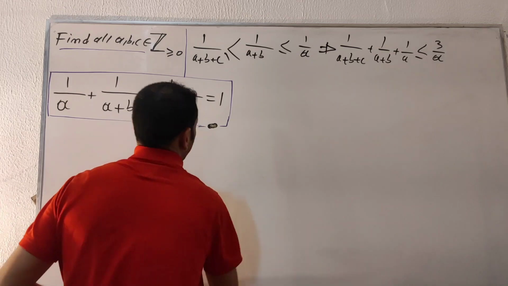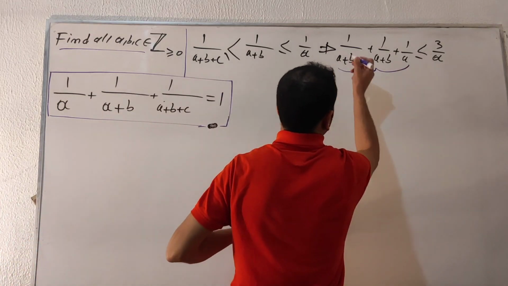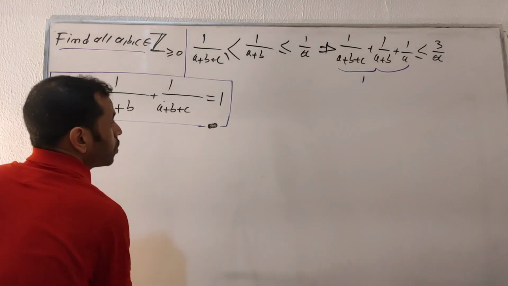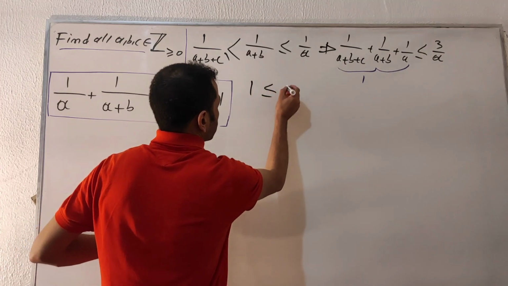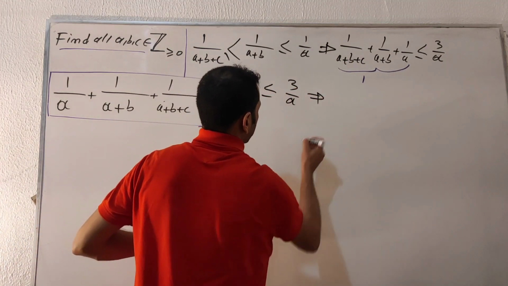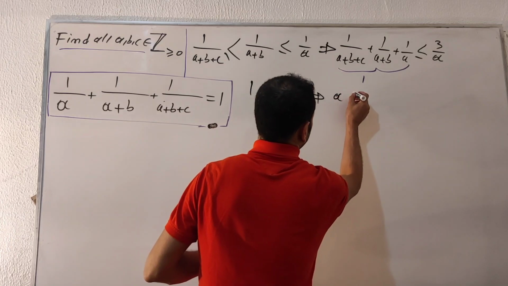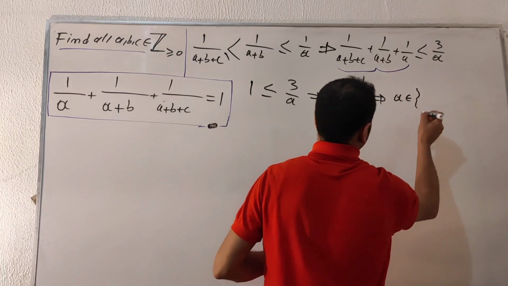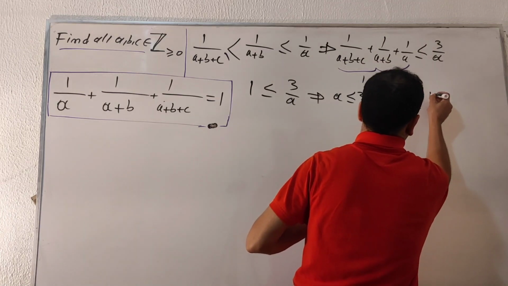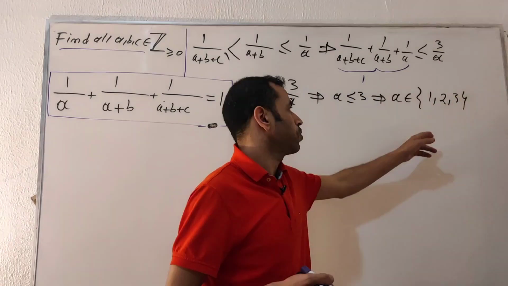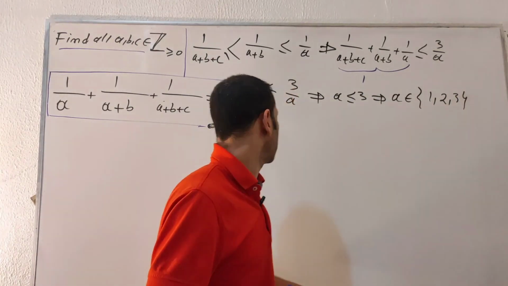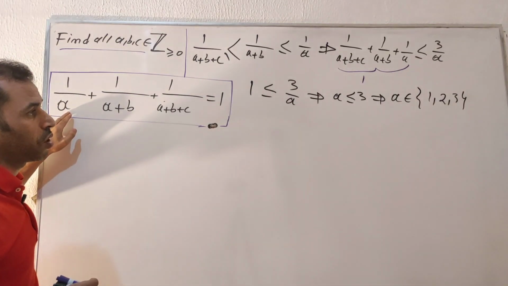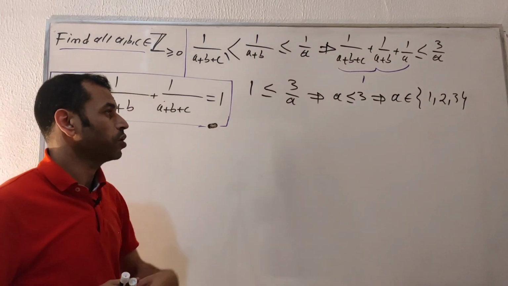So the whole of this sum equals 1, so we get 1 is less than or equal to 3/a. This implies a must be less than or equal to 3. Finally, a must be in the set 1, 2, 3. You might ask, why not a equal to 0? Because we have a in the denominator, we cannot put 0 there.